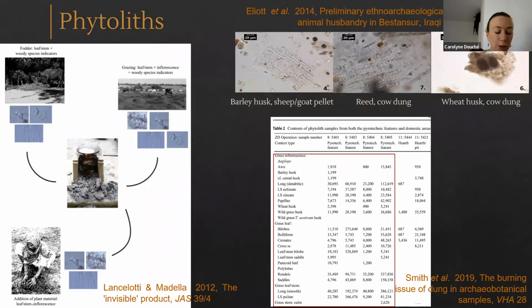And at the Ubaid site of Tell Zeidan in Syria, the presence of spherulites in pyrotechnic features that can be considered as kilns, I guess, demonstrates the use of dung as fuel. And also the study of phytoliths mainly identified the taxa of Cyperaceae and grass inflorescences and leaves, as you can see on the table they published.